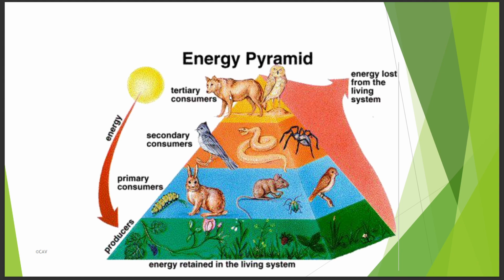Say the producers have 10,000 energy, the herbivores only get 3,000 of that, and the carnivores only get 300 of that. Almost 10% of the herbivores' energy, that is 300. Then the tertiary carnivores only get 30 from that, or 20. That is how it is. So we are done with that.